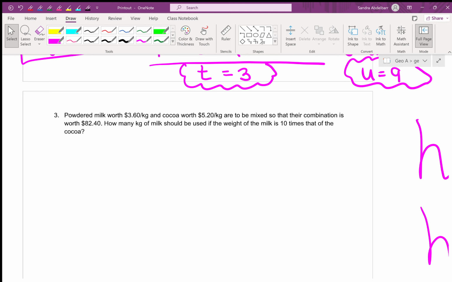All right. So back again, powdered milk. Okay, what are we looking for? How many kilograms of milk should be used if the weight of the milk is 10 times that of the cocoa? So we're talking about weight, right? So I'm going to have X equal weight of the milk. And I'll let Y equal the weight of the cocoa.